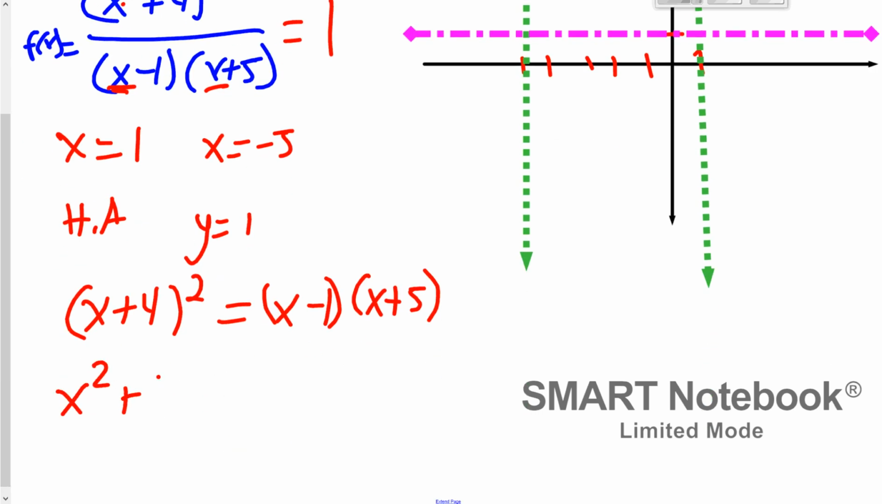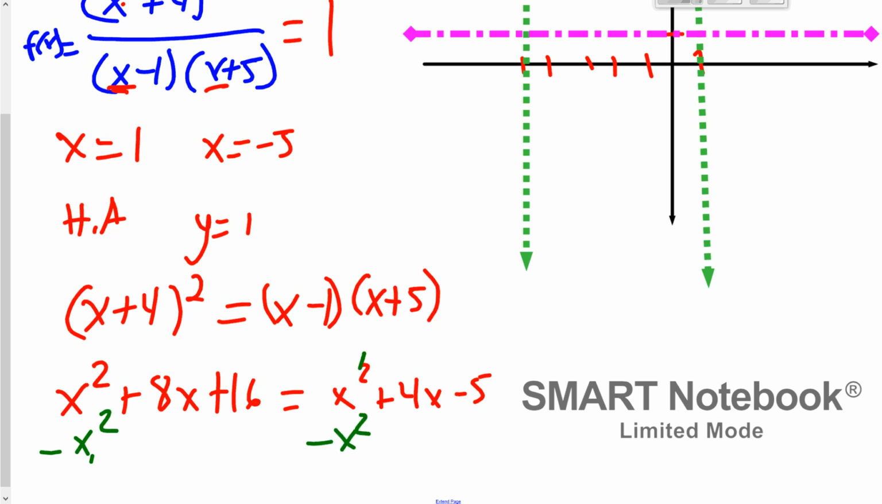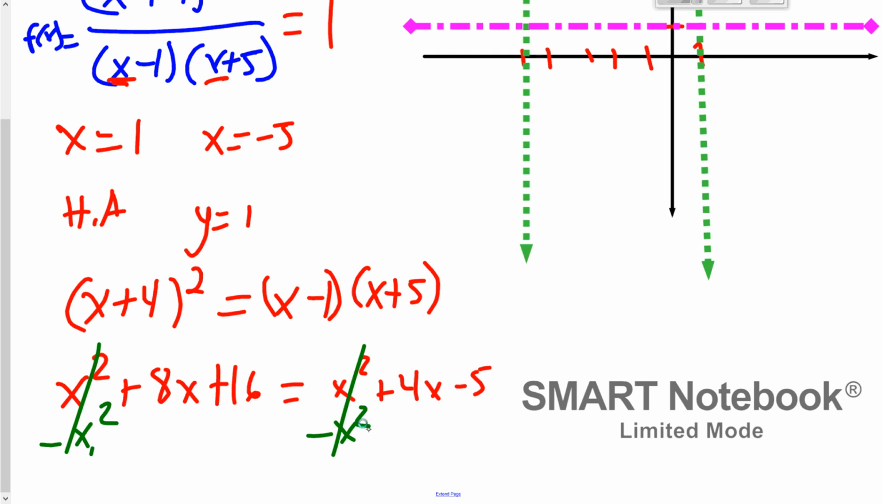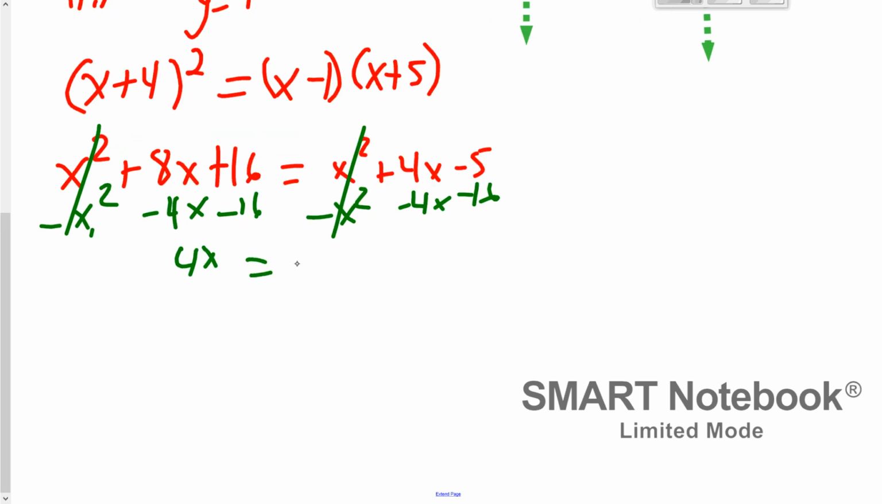So when I FOIL it out, I get x squared plus 8x plus 16 equals x squared plus 4x minus 5. So the x squareds, because I have them on both sides, right? If I subtracted x squared on both sides, the x squareds would cancel out. Then if I go ahead and move my 4x over, x's to one side, I get 4x minus my 16 on both sides. So I get 4x equals -21. Divide by 4, divide by 4. So we get what, like -5 point something.